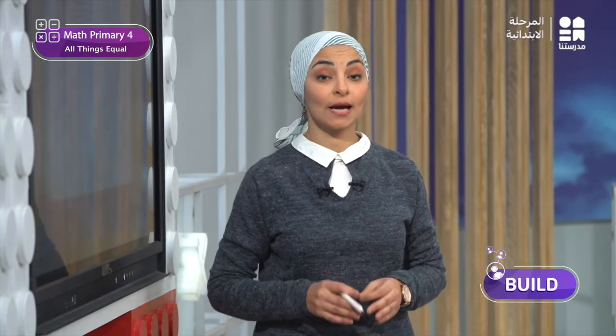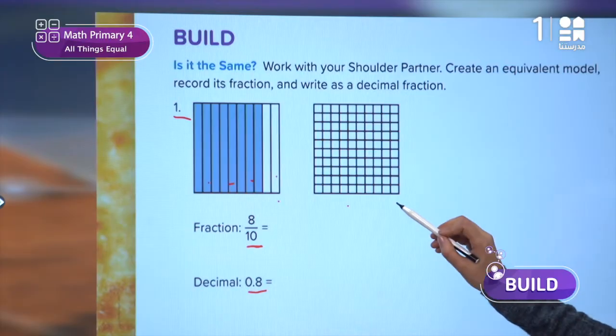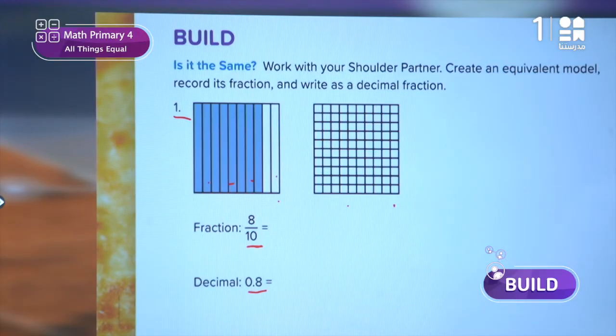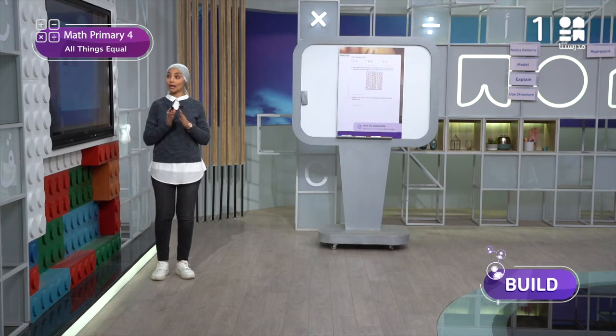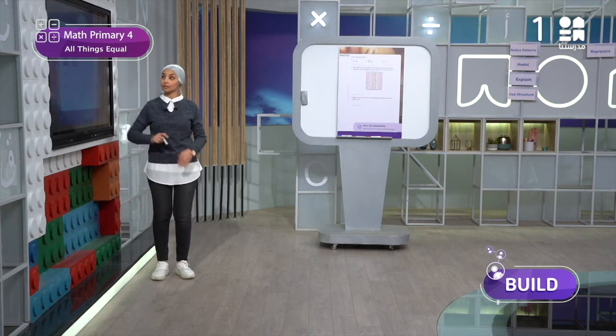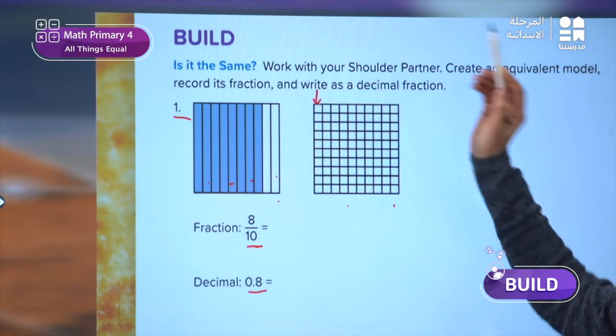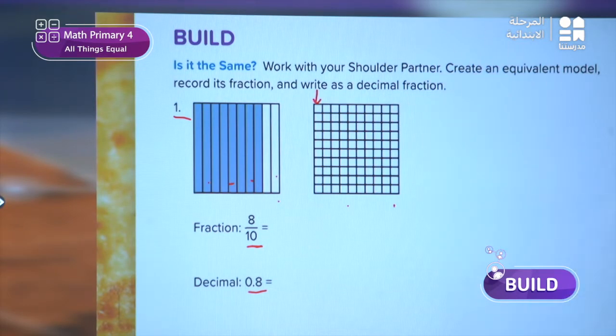You can notice that it is divided into 100 parts. ده معناه ايه؟ ده معناه لو بصينا على كل كولم هلاقيه متقسم ل 10 equal parts. Each column is divided into 10 equal parts.